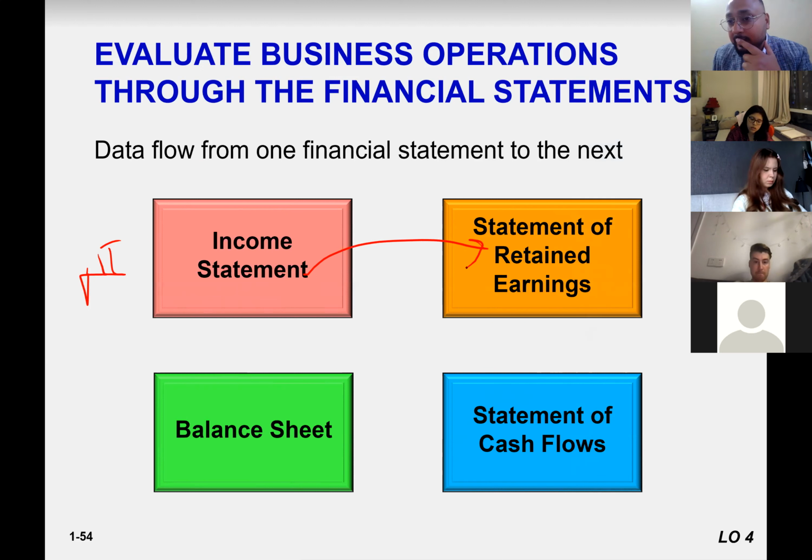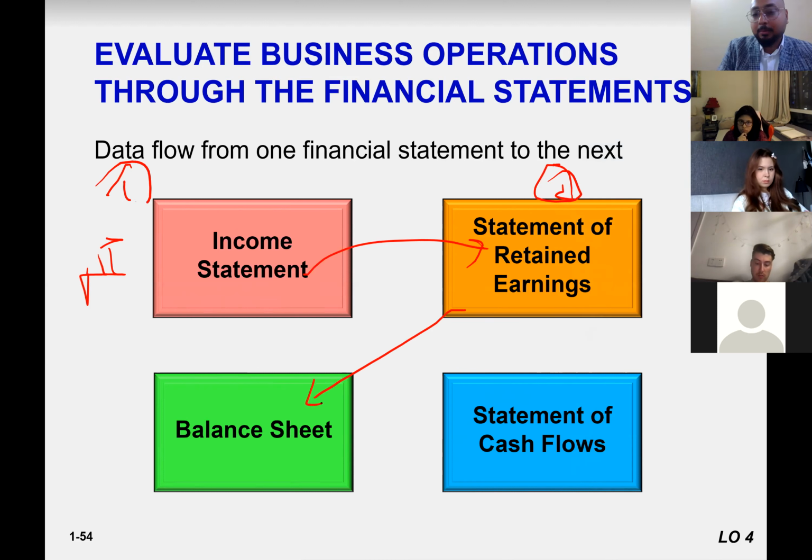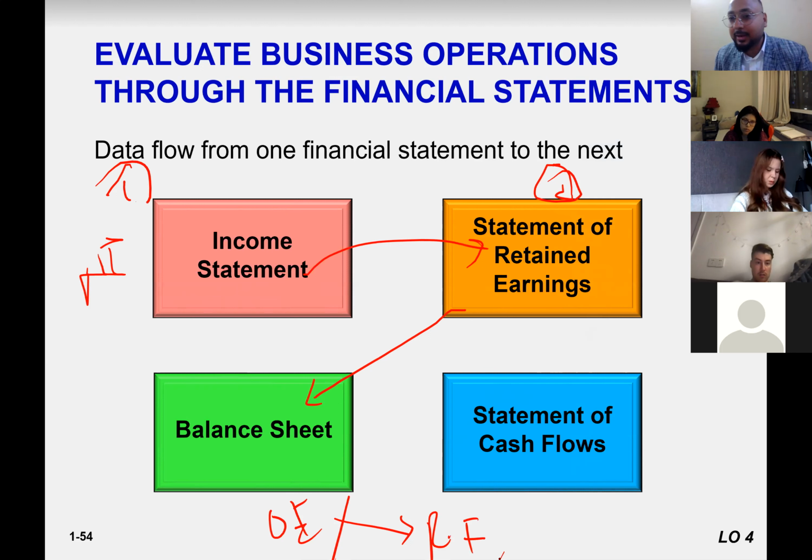What is the formula for retained earnings? Beginning retained earnings plus net income. So where can we find the net income? Through the income statement. So first you need to make the income statement and then the retained earnings statement. And then you make the balance sheet. Why? Because under owner's equity, you need to mention retained earnings, and retained earnings comes from the retained earnings statement.